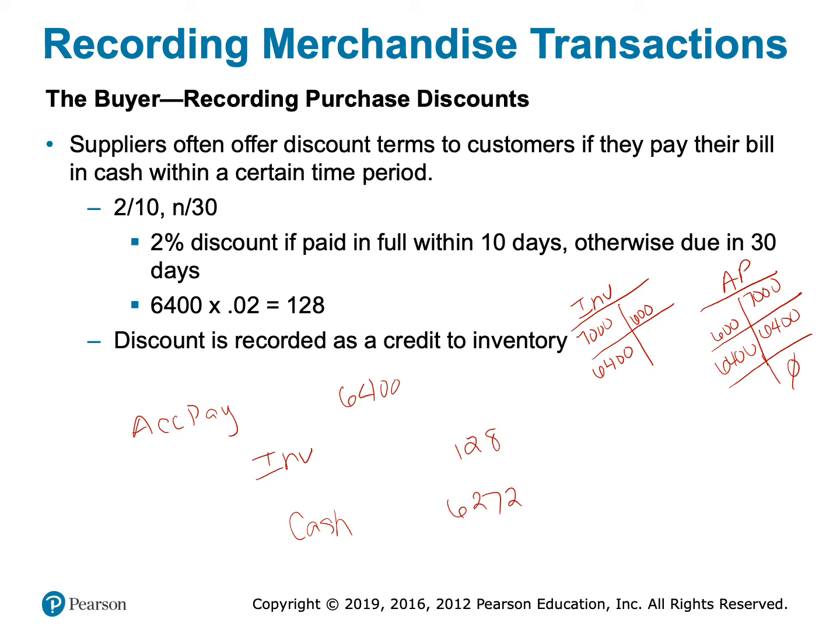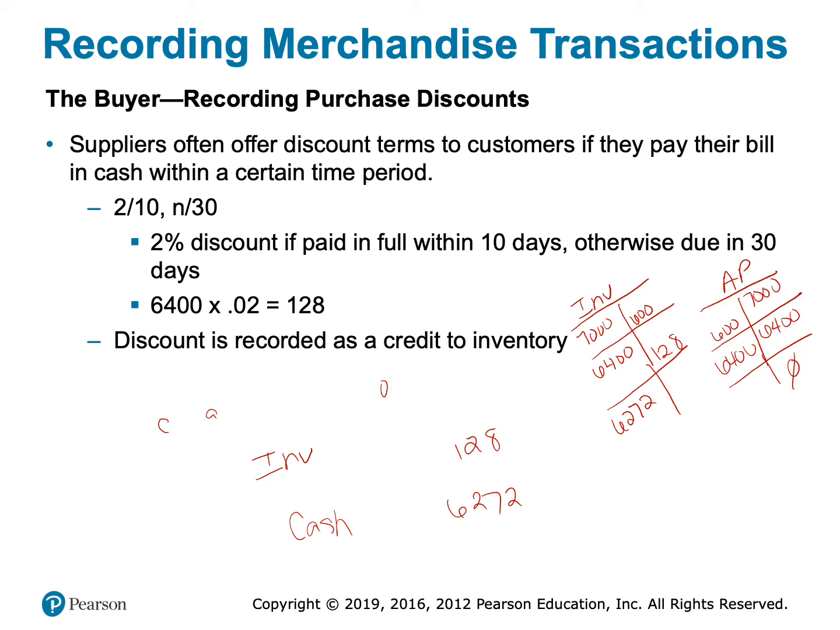But remember, assets are recorded at their historical cost, and right now I'm showing inventory is recorded at $6,400. But that's not how much I paid for it. I paid $62.72 for it. So I need to credit inventory for the amount of this discount to show now my inventory is really at the amount that I actually paid for it. So now my inventory account is correctly reported at its true historical cost. I've zeroed out accounts payable, and then I've written my check for the amount of my discount.